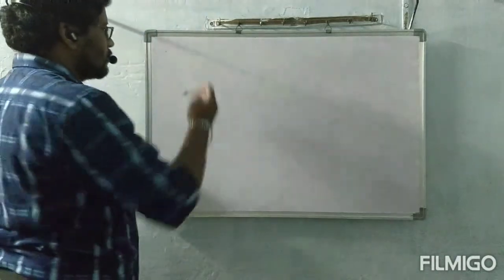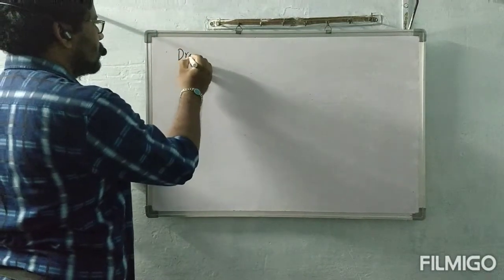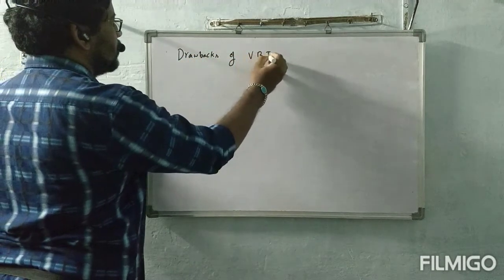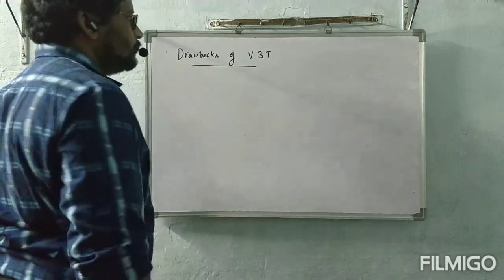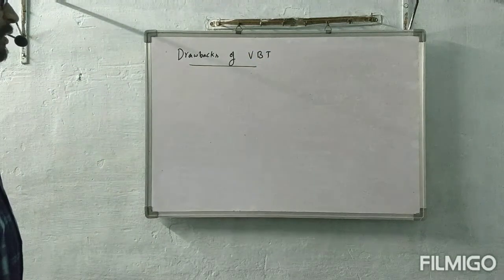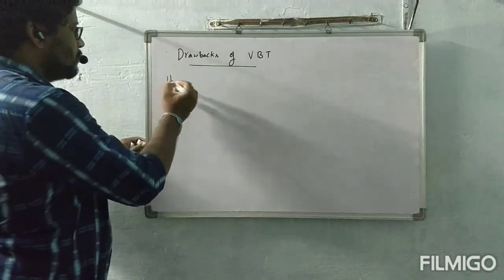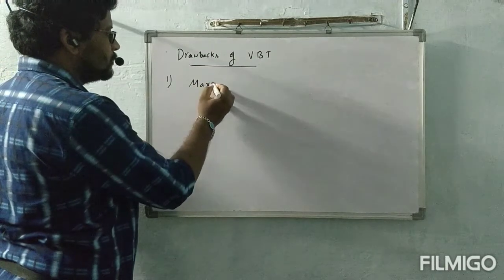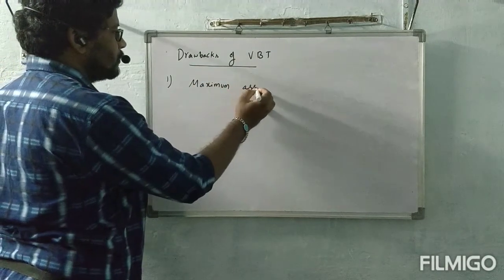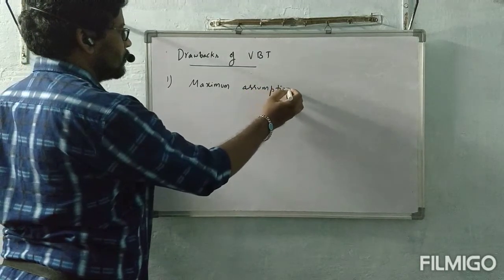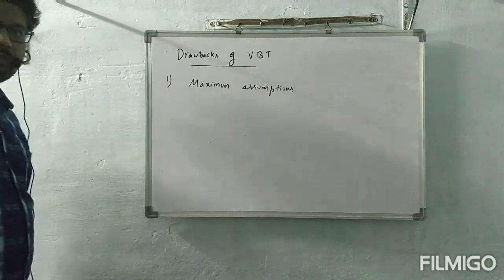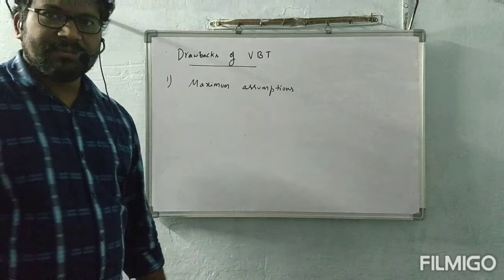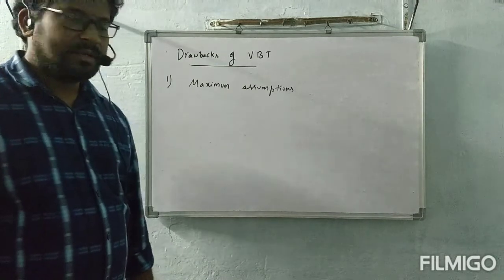First, the drawbacks of valence bond theory. First one, it is involved with maximum assumptions. Valence bond theory has involved maximum assumptions only. Assumption is total imagination.